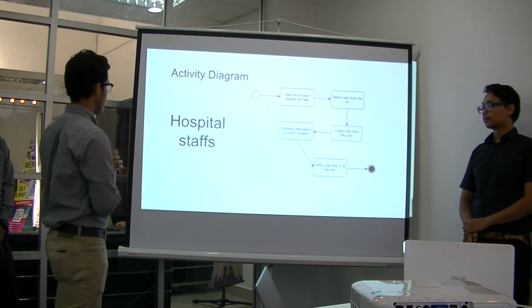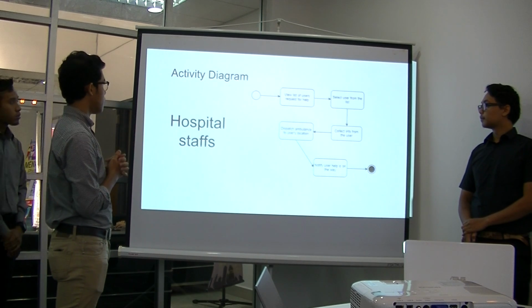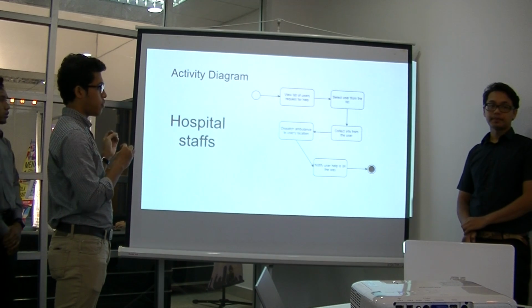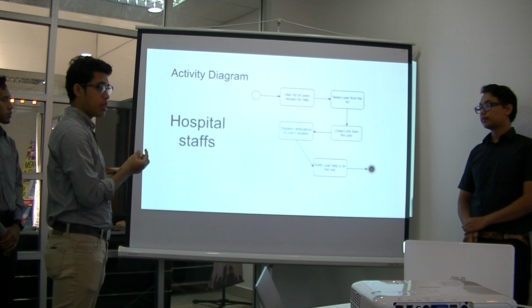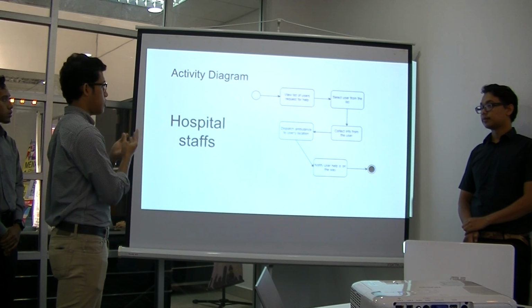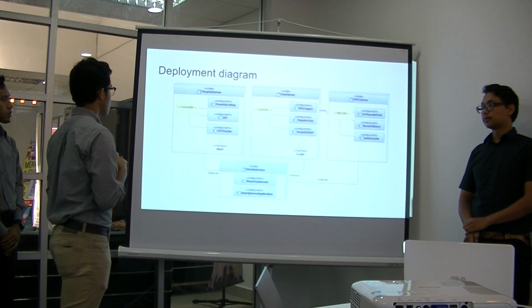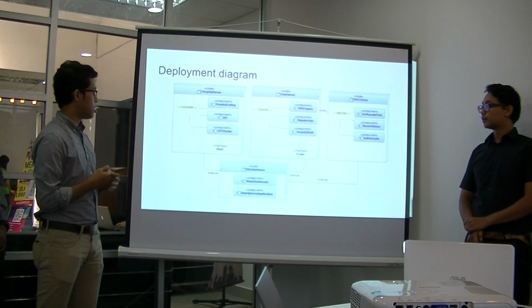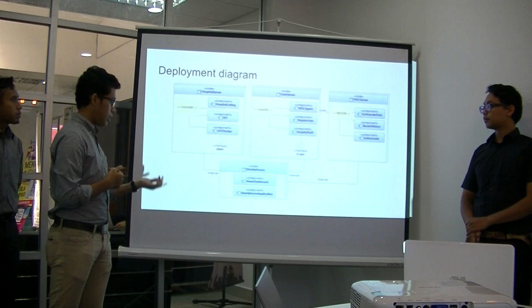And this is the hospital staff. As you can see, the hospital staff can view the list of users who requested help and select a user from the list. So the hospital staff only has the capabilities for the emergency response. So this is the deployment diagram. As I said before, we have three servers, and it is accessed by the mobile device.